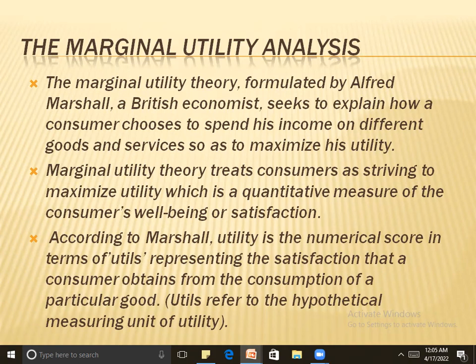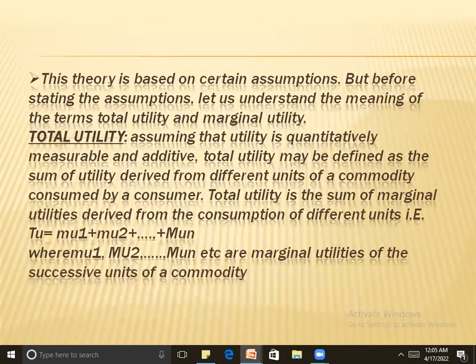Marginal utility theory treats the consumer as striving to maximize utility, which is a quantitative measure of a consumer's well-being or satisfaction. According to Marshall, utility is a numerical score in terms of utils, representing the satisfaction that a consumer obtains from the consumption of a particular good. Util refers to the hypothetical measuring unit of utility. This theory is based on certain assumptions.